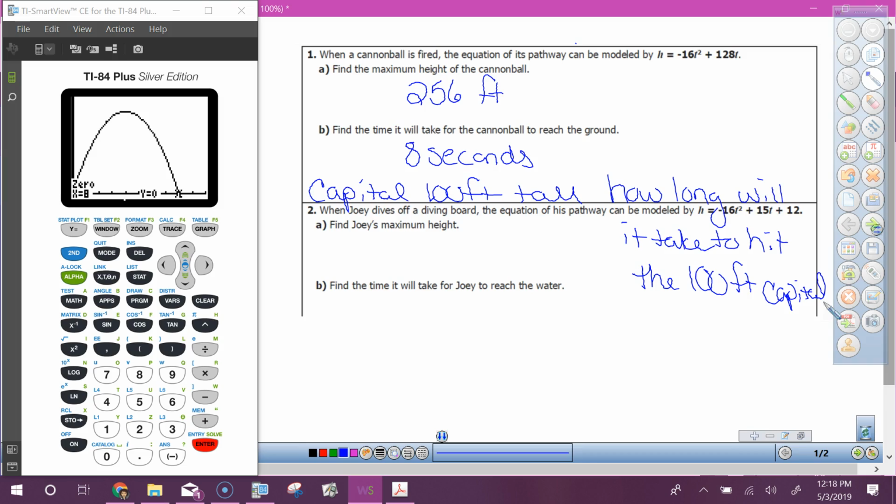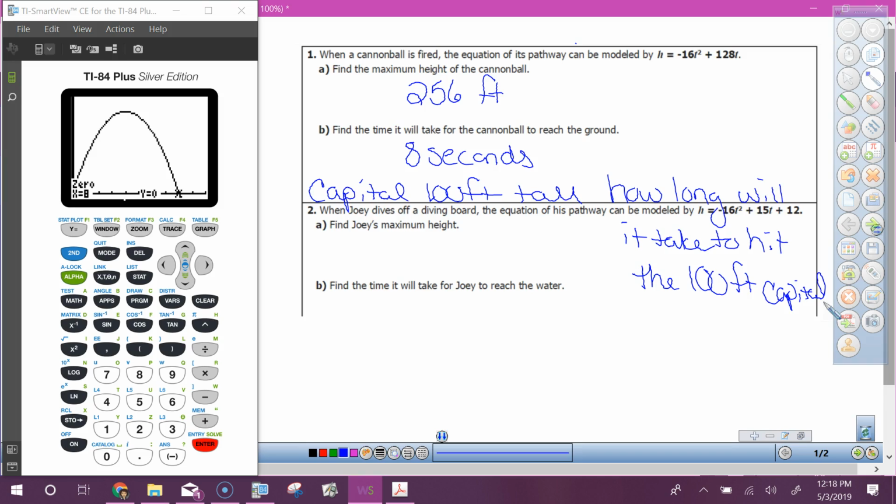Isn't that just the same as the maximum height? Well, but the maximum height is 256 feet. So is it going to hit the capital if it's at 256 feet? I thought this was different. I don't even know how to answer this. Yeah, that's why we're brainstorming. Wouldn't you just go over to where it says 100 for the feet? That's exactly what we would do.